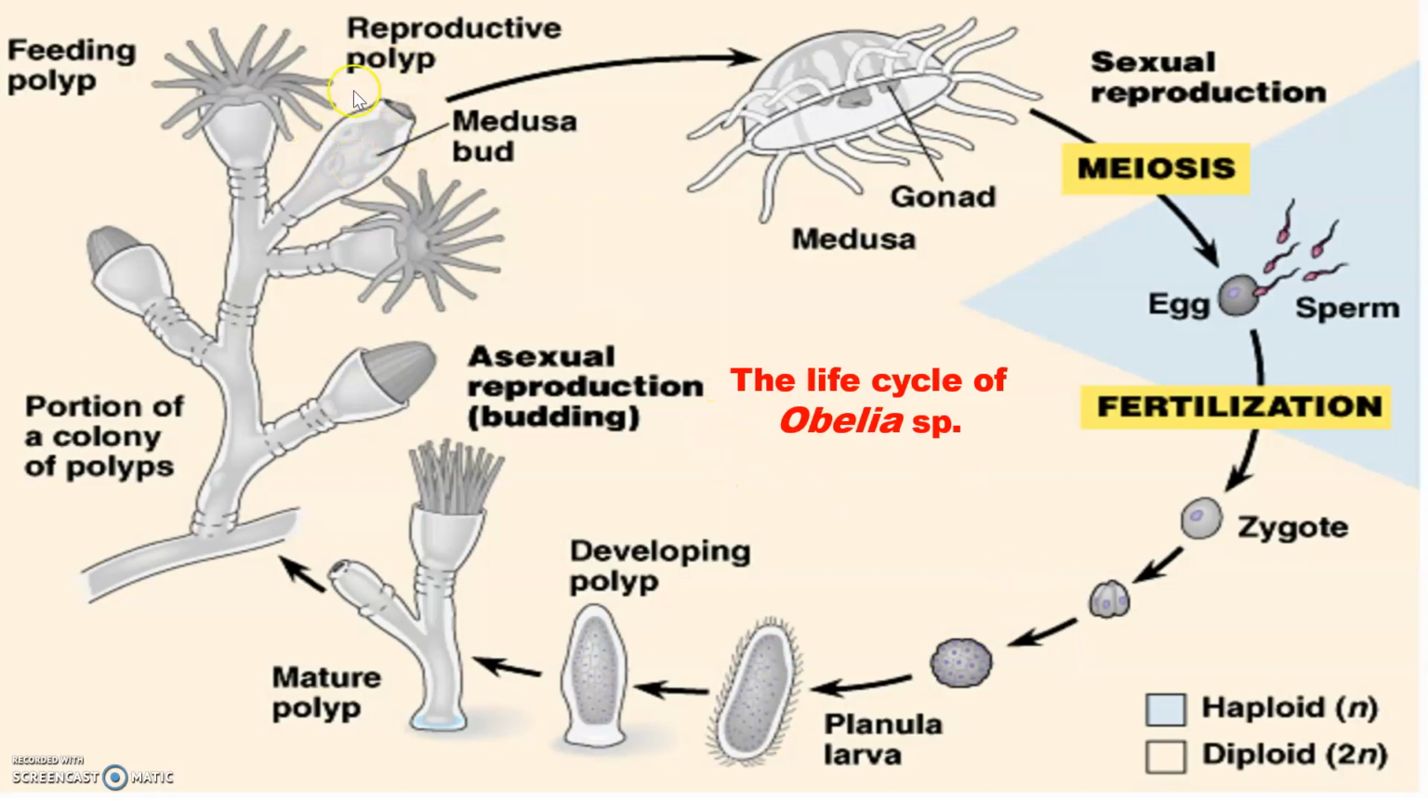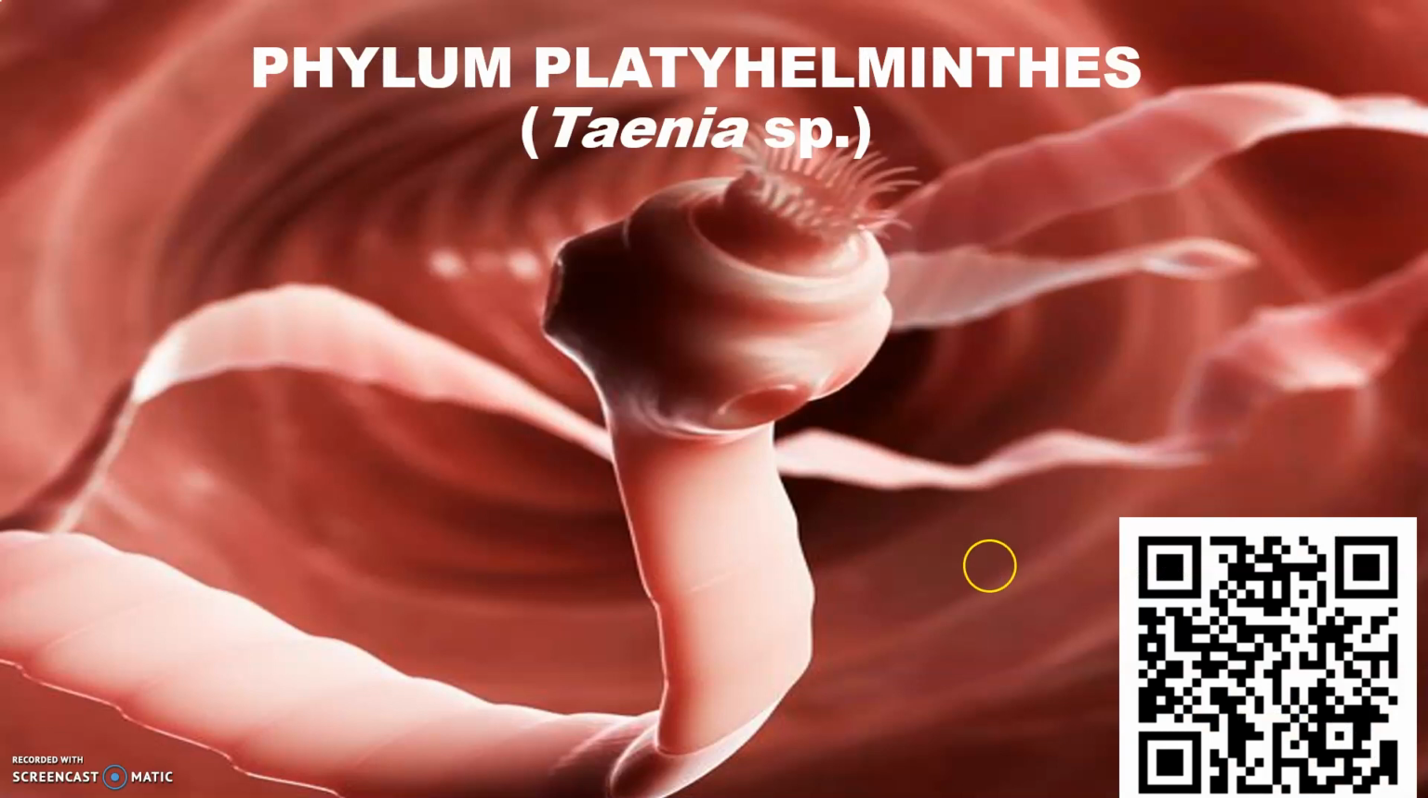This one is the reproductive polyp, which doesn't have tentacles, and the feeding polyp has tentacles. From the reproductive polyp, the medusa buds off. The medusa has gonads, produces gametes, and the gametes undergo fertilization, producing a zygote. The zygote undergoes mitosis to become a planula larva, and then develops into a polyp, and it matures and becomes a portion of a colony of polyps. And the cycle repeats.